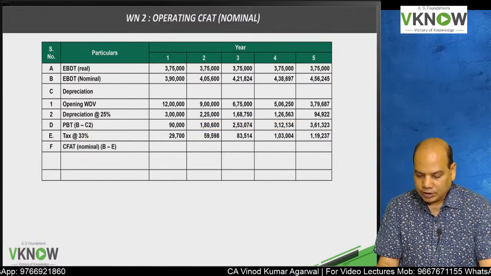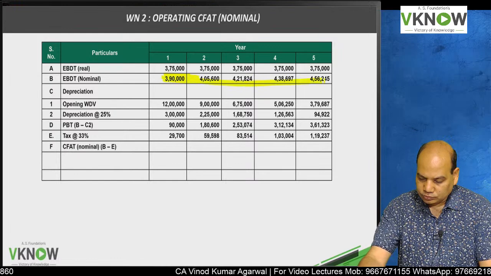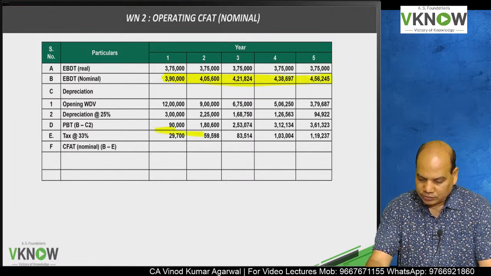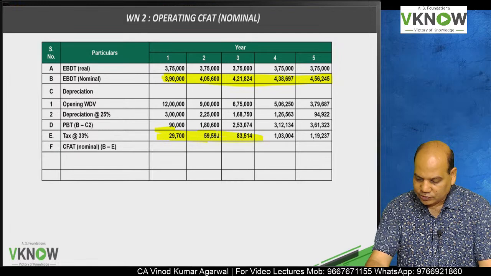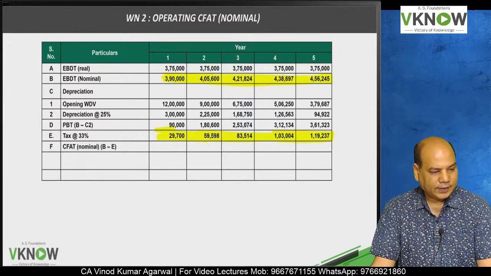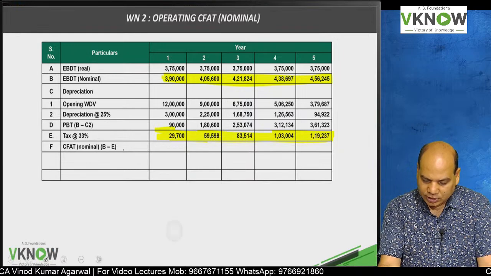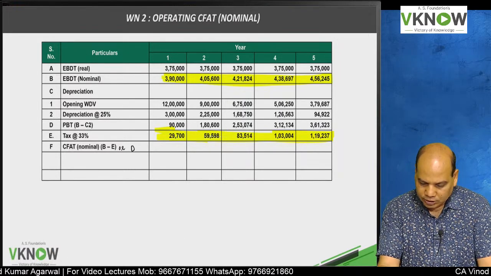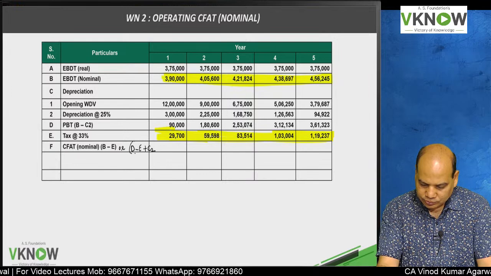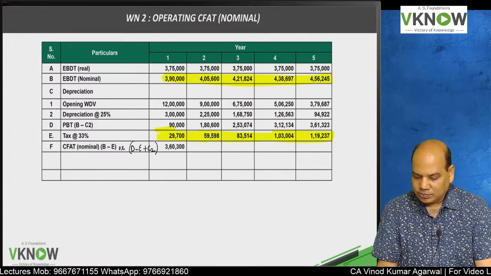Okay. CFAT nominal will be cash inflow minus tax payment. Just these two lines will serve the purpose. B minus E, or you can take PBT minus tax plus depreciation. That is also okay if you are comfortable with that, or D minus E plus C2 if you are comfortable with that. D minus E plus C2. Yes, please reply.